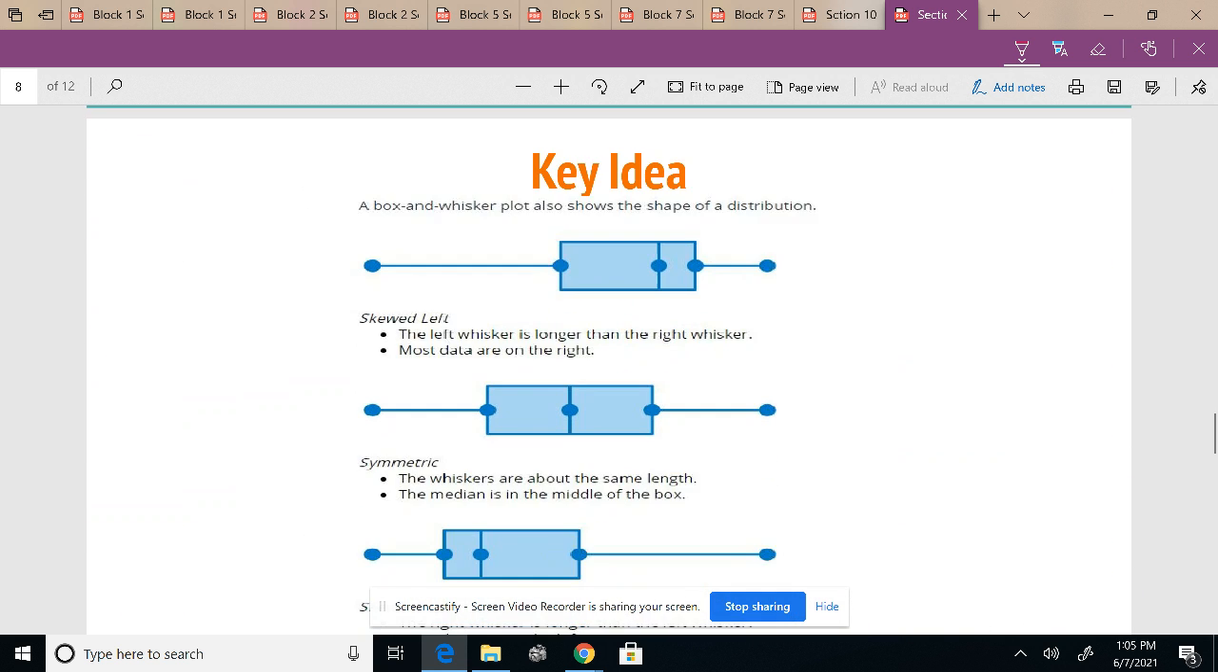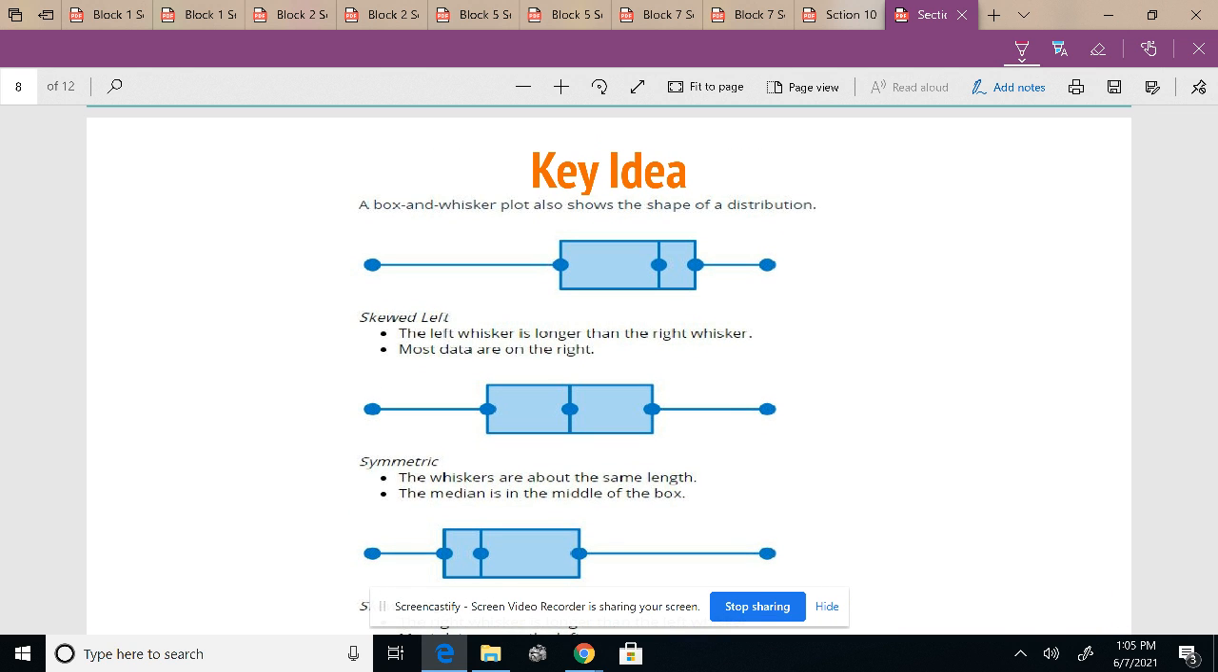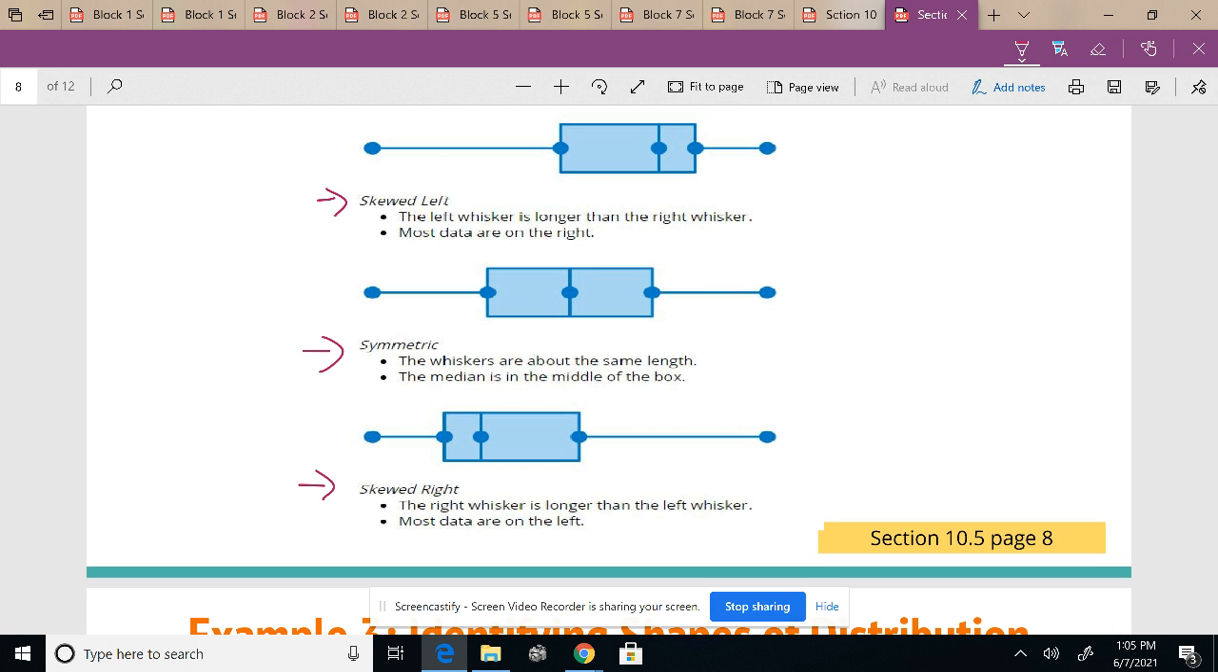Okay. So now we have one last section. We have our key idea. We are now working with shapes of distribution, which we have worked with. We've worked with skewed left. We've worked with symmetric. We've worked with skewed right. We just never did it with box and whiskers.